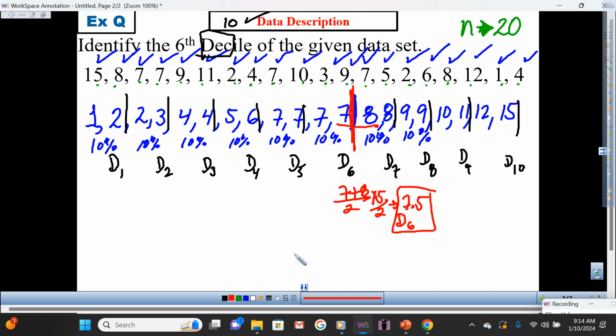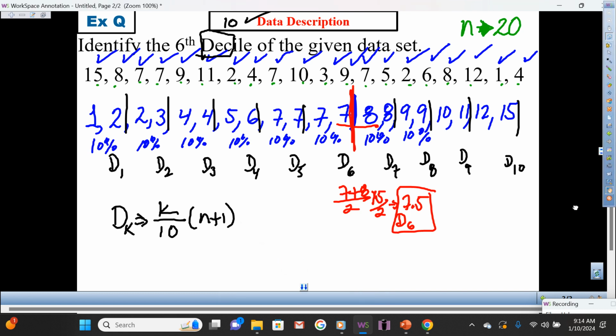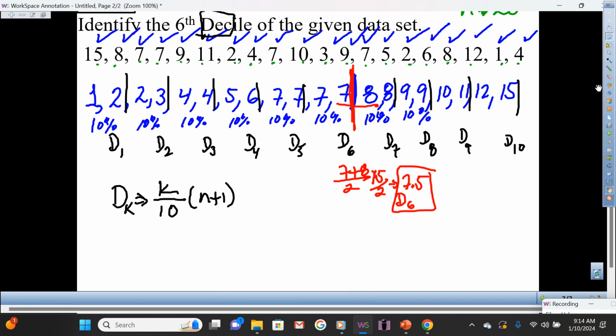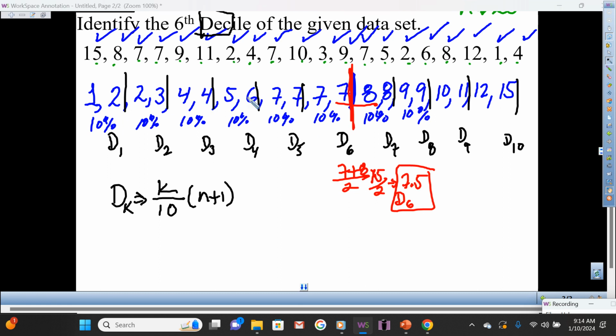That's one way of doing it. However, let's use our formula. Read me the formula, please, Caleb. D of K equals K over 10 times n plus 1. Okay. So let's use our formula in case they wanted us to use the formula to find that number. Here we found it by counting steps and seeing where it falls.